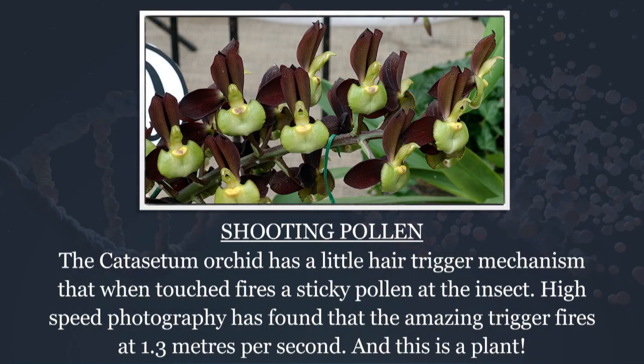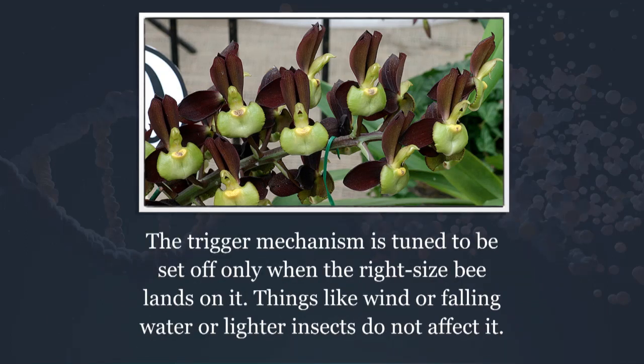Shooting pollen. The catasetum orchid has a little hair trigger mechanism that, when touched, fires a sticky pollen at the insect. High-speed photography has found that the amazing trigger fires at 1.3 meters per second, and this is a plant. The trigger mechanism is tuned to be set off only when the right size bee lands on it. So wind or falling water or lighter insects don't affect it.